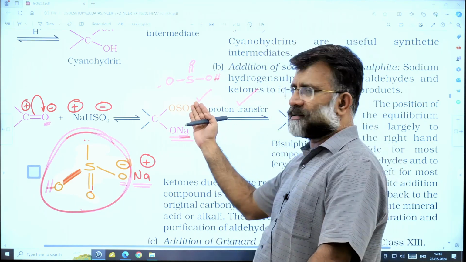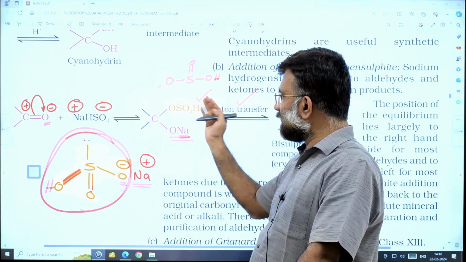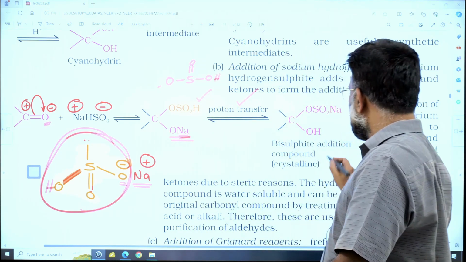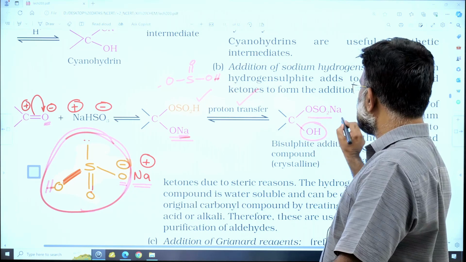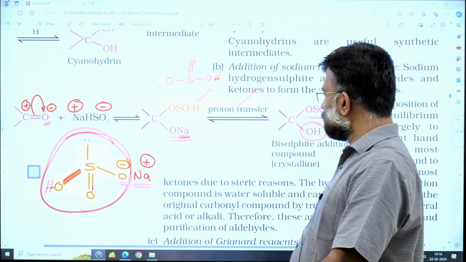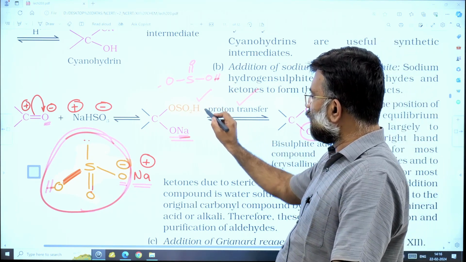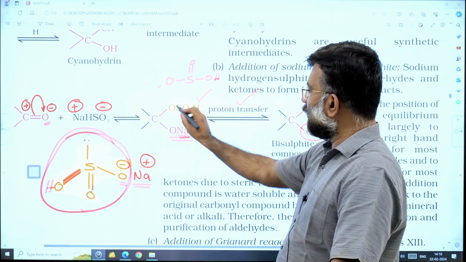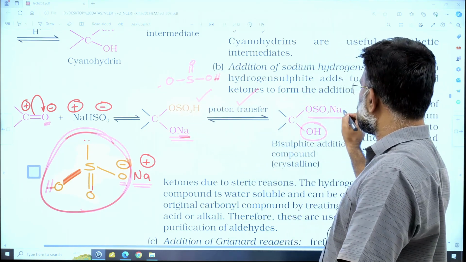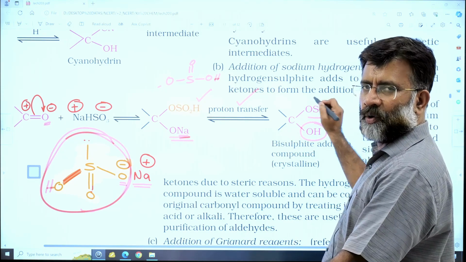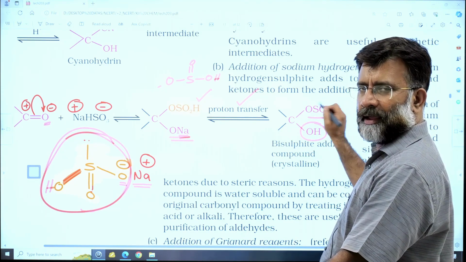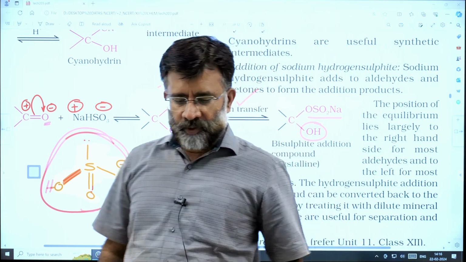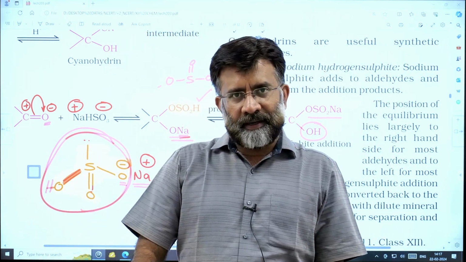Because this is an acid unit, this is distinctly acidic when compared to the alcohol group. The alcohol group has to be like that and the acid should be in the neutralized form. So there is a proton transfer from here to here. ONa turns OH and SO3H, OSO2H turns OSO3, SO3H turns SO3Na or OSO2Na. Right? Sodium hydrogen sulfite addition product.